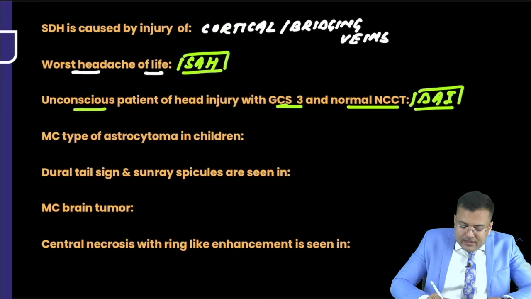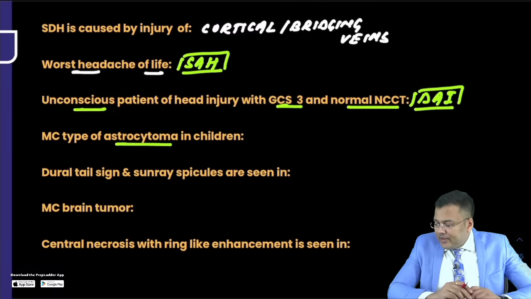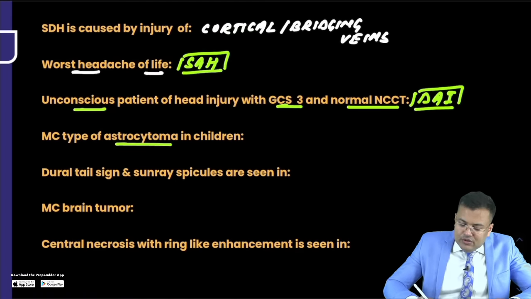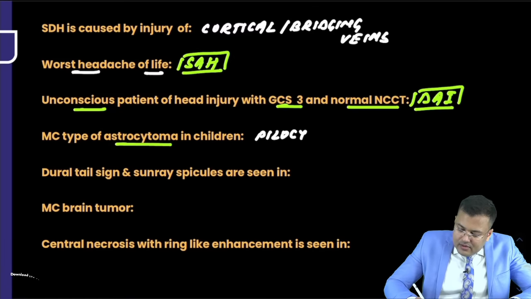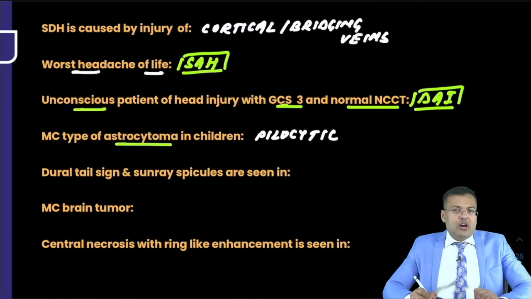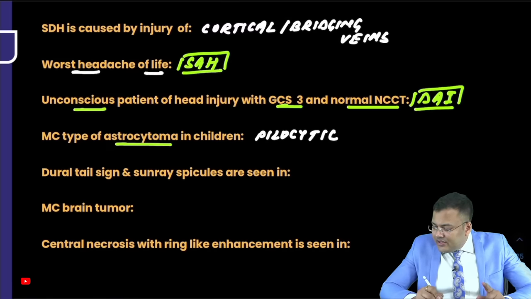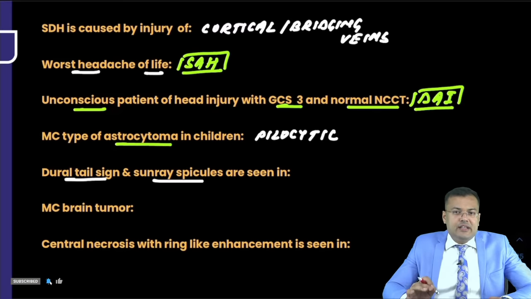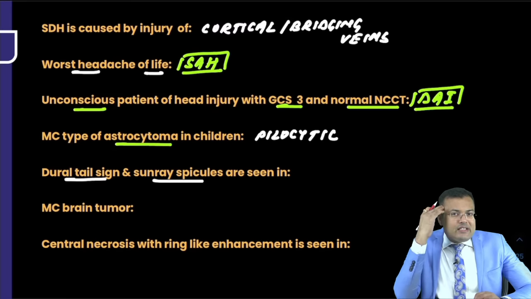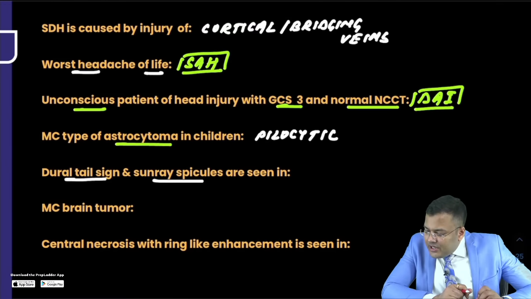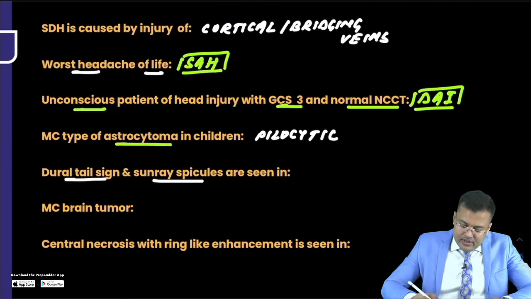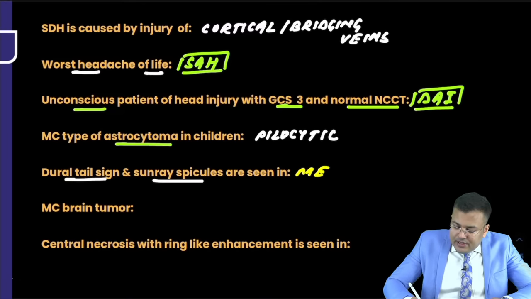Next, most common type of astrocytoma in children. Dr. Ketki Vichare, very good Ketki, it is pilocytic astrocytoma. This is pilocytic, most common type of astrocytoma in children. Kshitij, very good. Dural tail sign, sunray spicules are seen in which brain tumor? Abhishek Ankur is the first person to reply. Vishal Roy, meningioma. These are seen in meningioma.